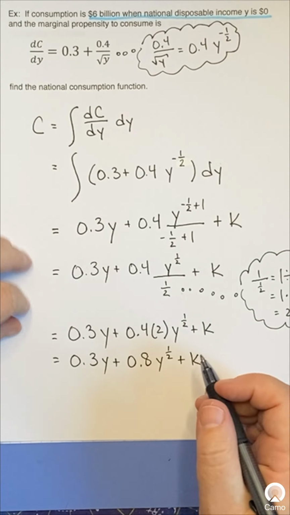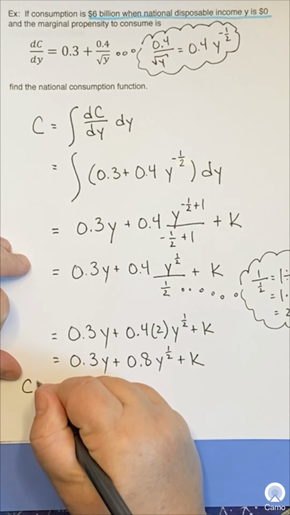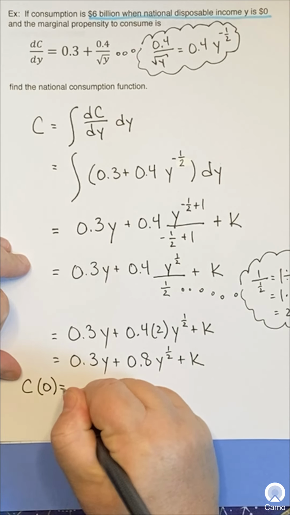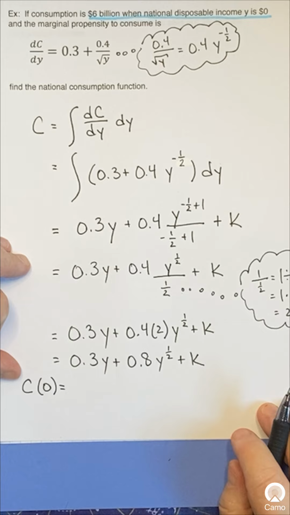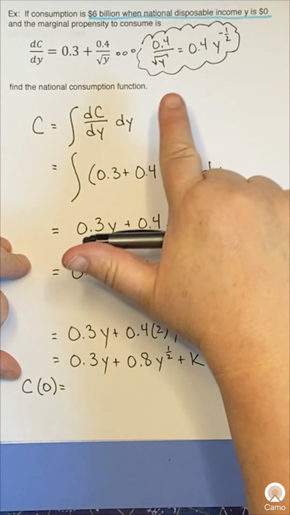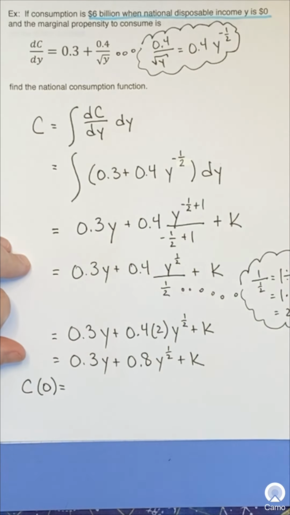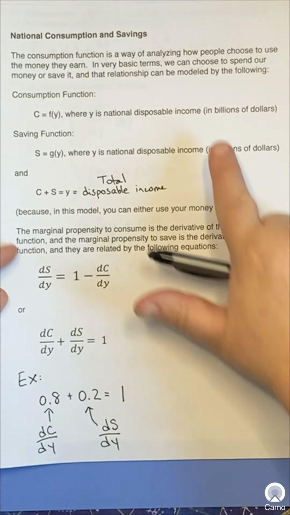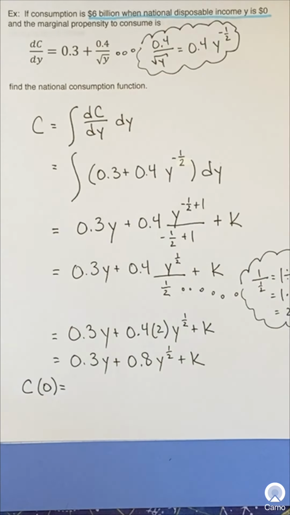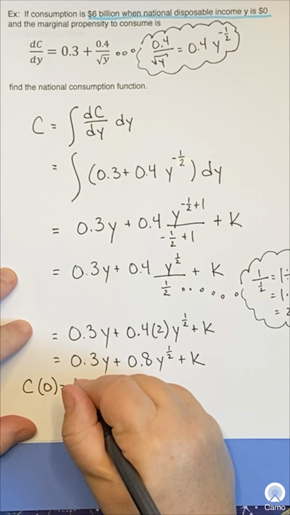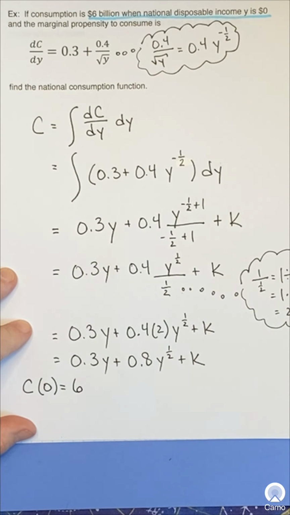So let's take a look. C of 0 is equal to, and now here's the tricky thing. Remember that all of this from the previous page, let me find the previous page, is in billions of dollars. So we don't have to write 6,000,000,000. $6 billion is just 6, right? So C of 0 equals 6.